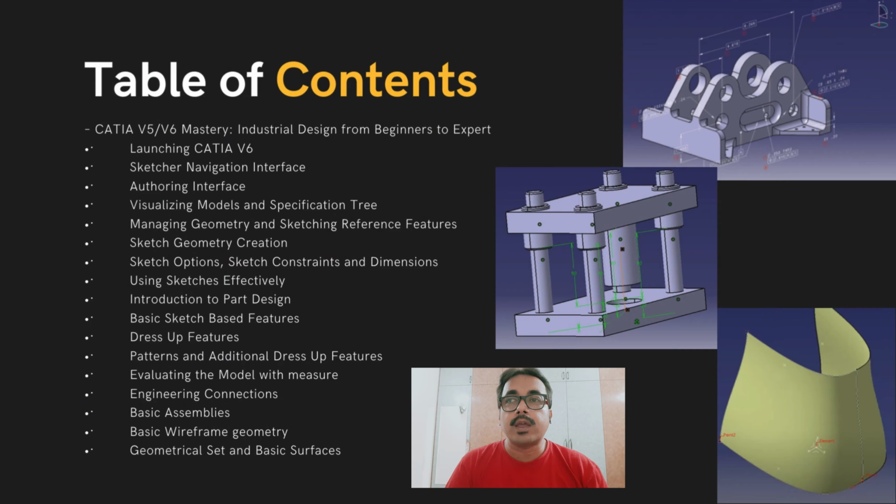Like we'll be working on the launching of CATIA V5. So we'll start with the basics of getting CATIA V6, V5 up and running, ensuring that you are comfortable with the software right from the start. Then the sketcher navigation interface. So here we'll explore the sketcher navigation interface, where you will learn how to navigate within the sketcher environment.